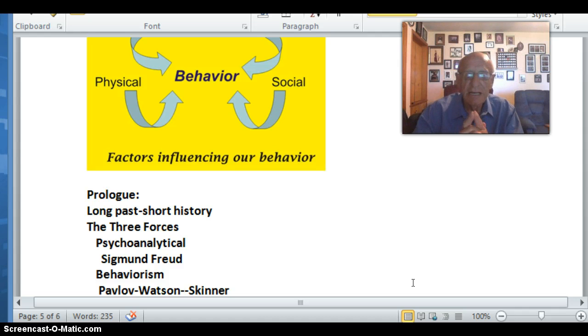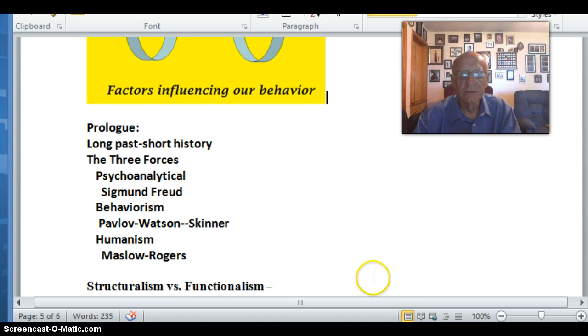To start out in our study, as far as the prologue is concerned, we have 3 forces. 3 forces, 3 schools of thought. We could say 3 approaches, but we're going to call it the 3 forces. The first one is psychoanalytical, and you see it there. Behaviorism, and you see it there. And humanism. Those are the 3 forces. Now, we have other approaches besides that, but for right now, just look at the 3 forces.